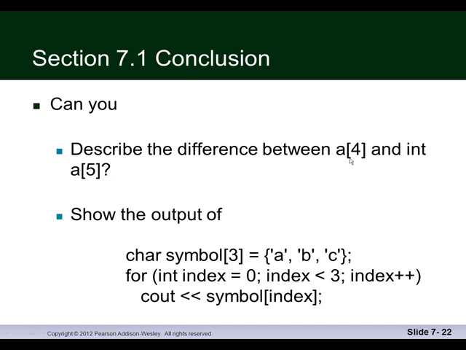What's the difference between this one and int A5? No answer? No tries?